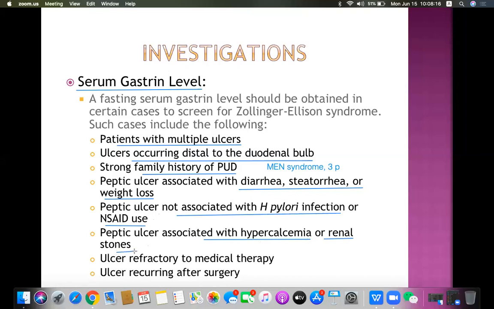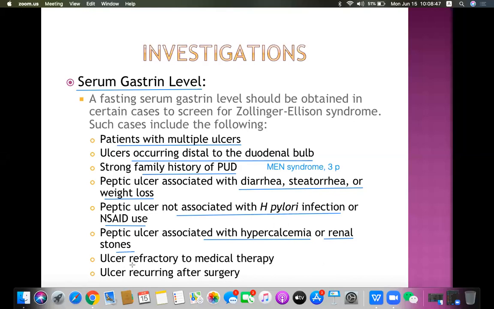Another important point here, this is also the association of MEN syndrome. Remember, parathyroid disorder. In case of parathyroid disorder in MEN syndrome, there is hyperparathyroidism, which can result in hypercalcemia. Hyperparathyroidism can result in hypercalcemia, and that hypercalcemia can lead to kidney stone.